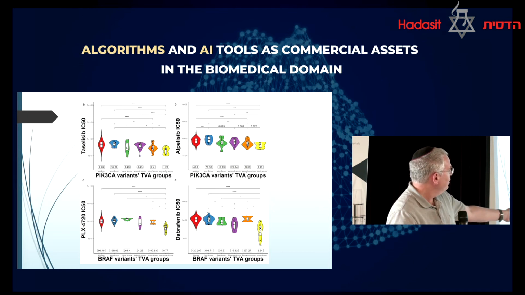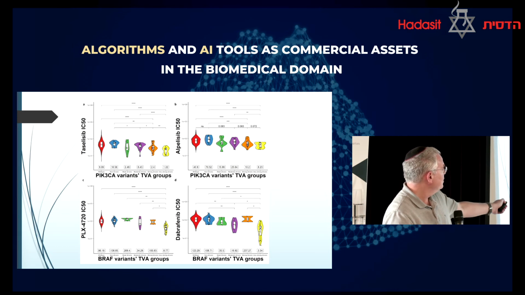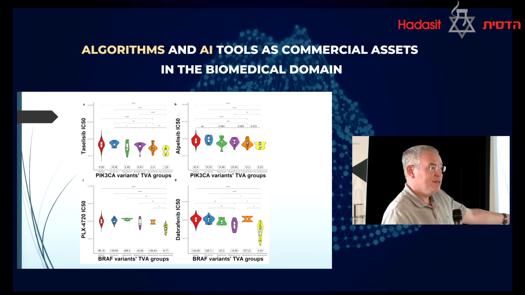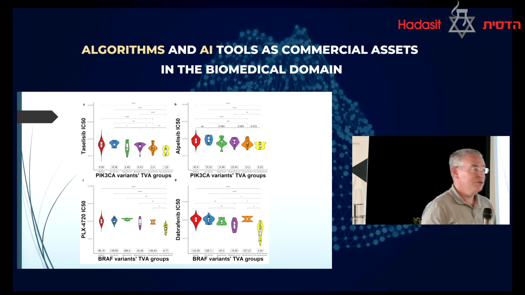You can see that the stronger mutations, this is from the Cell Line Encyclopedia, need much lower doses, are more sensitive to the relevant medication, which means that this stratification to weak driver, strong driver, and so on is also important therapeutically.